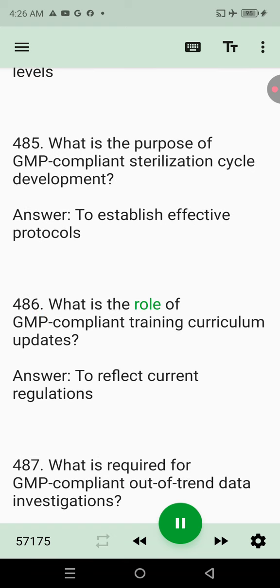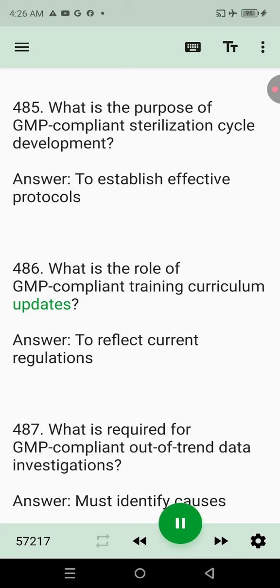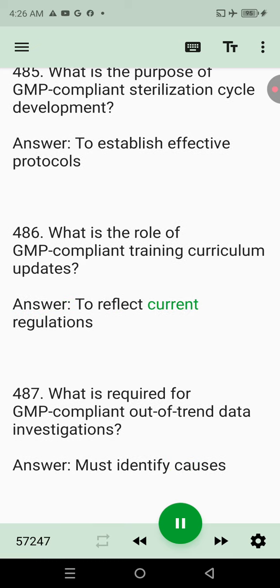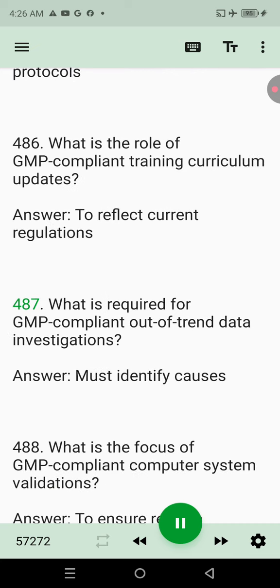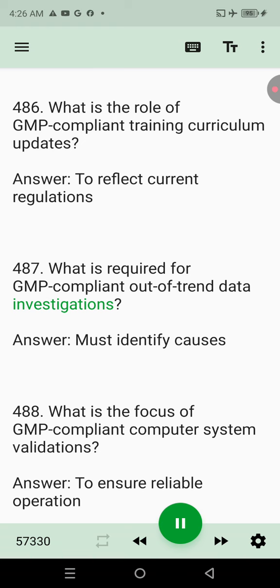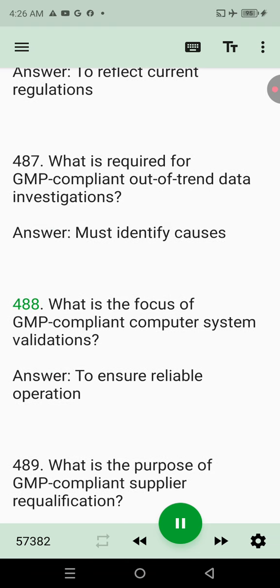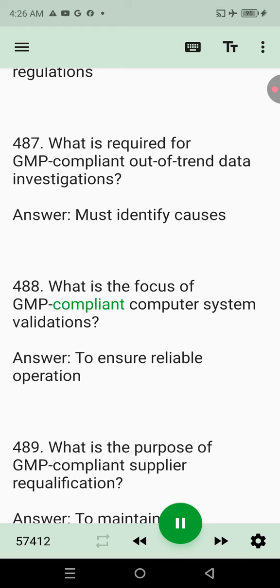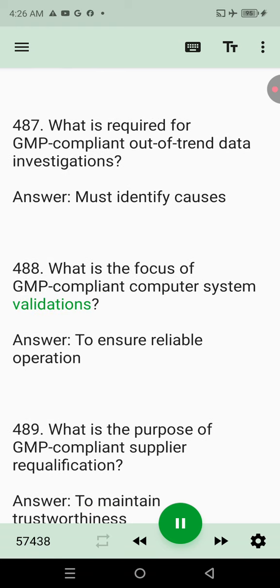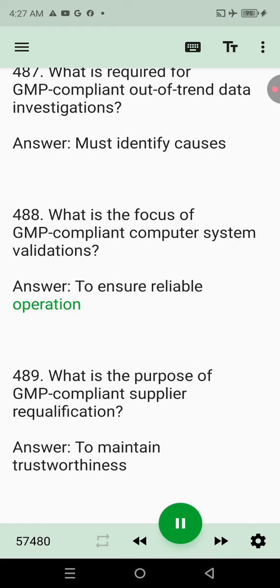486. What is the role of GMP-compliant training curriculum updates? Answer: To reflect current regulations. 487. What is required for GMP-compliant out-of-trend data investigations? Answer: Must identify causes. 488. What is the focus of GMP-compliant computer system validations? Answer: To ensure reliable operation.